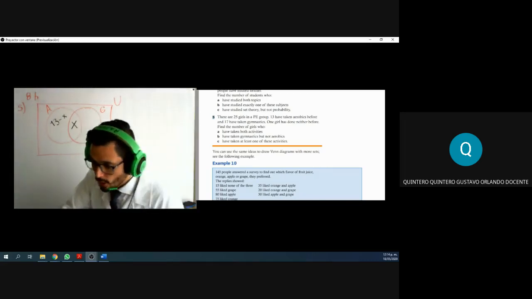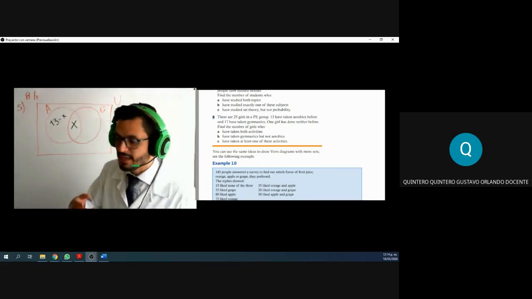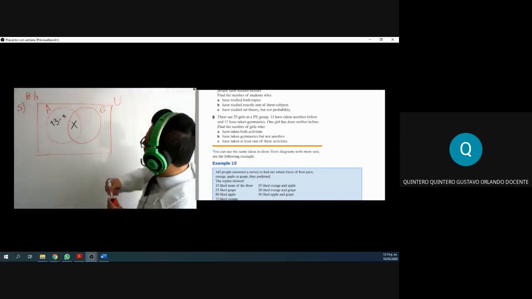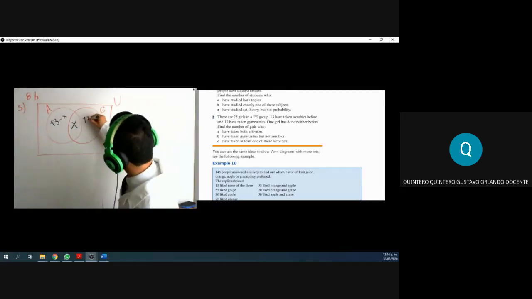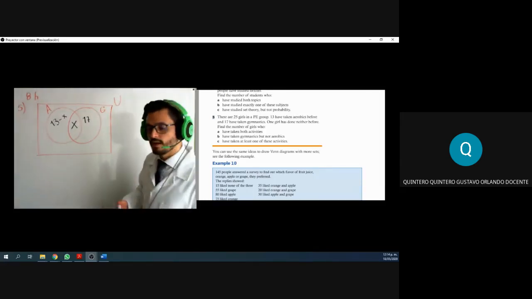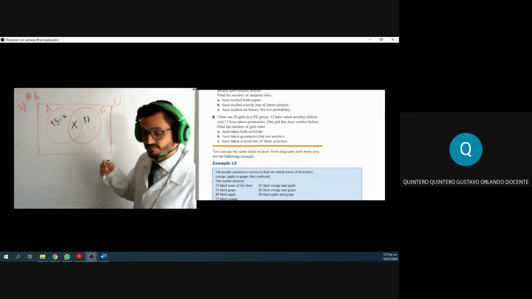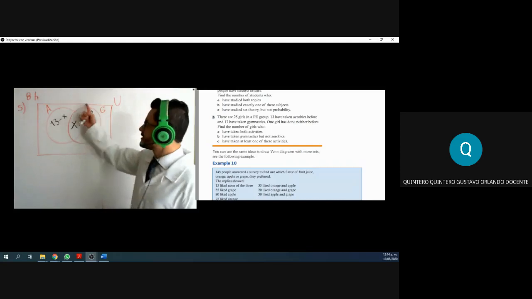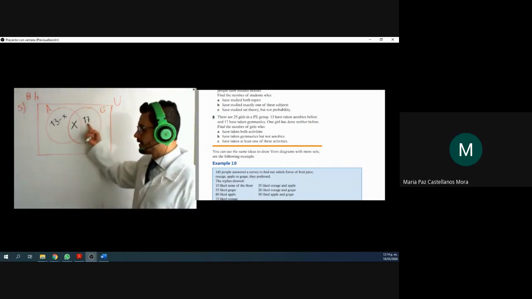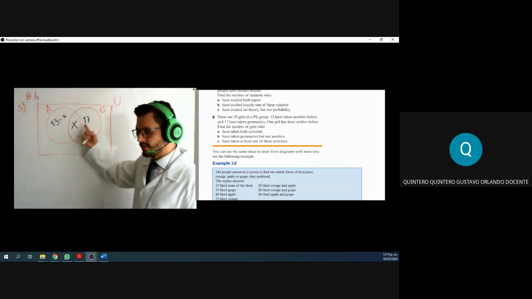Look, we know 17 people have taken gymnastics before. So outside here, we cannot write just the 17 alone. Otherwise, the ones of gymnastics will be 17 plus X. Remember, gymnastics is the entire circle: this sector plus this sector. 17 plus X.